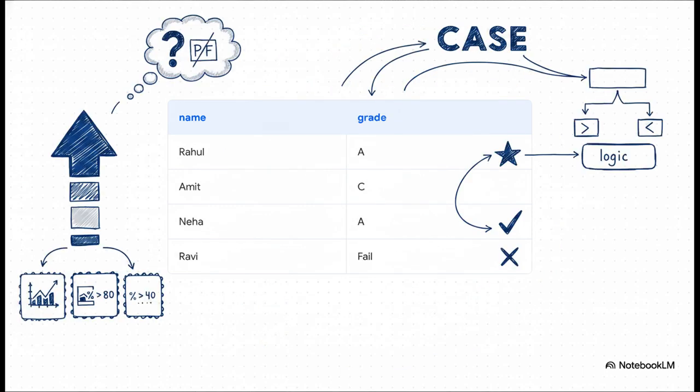But just pass-fail, that's just warming up. The real power of CASE is that you can chain as many conditions as you want. Look at this. We've built a whole grading system. When marks are over 80, it's an A. When they're over 40, a C. And for everyone else, it's a fail. See how you can build really complex, layered logic so easily?